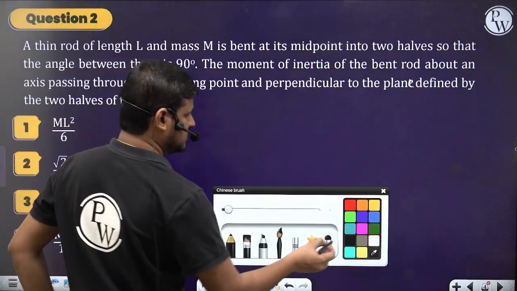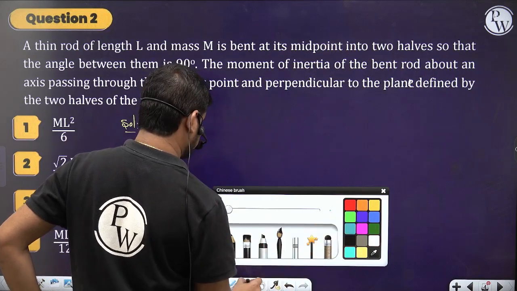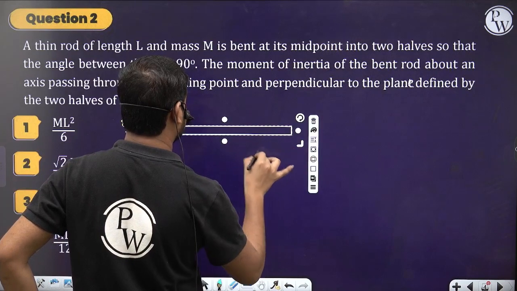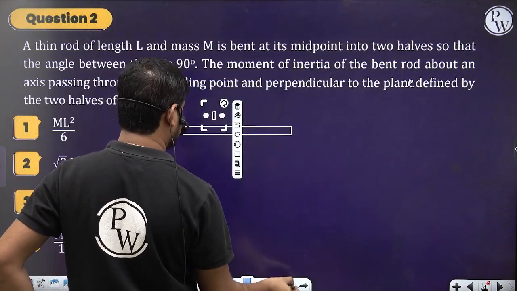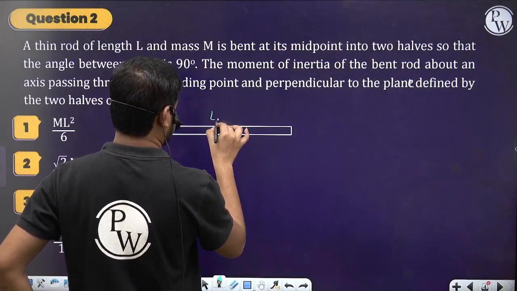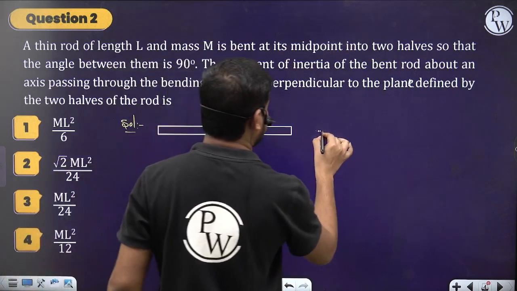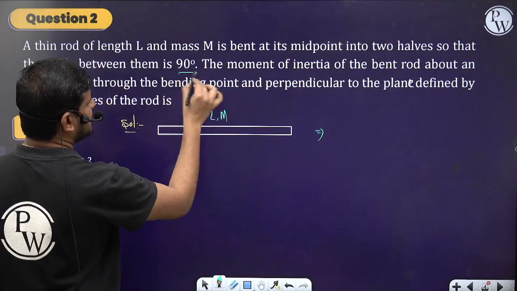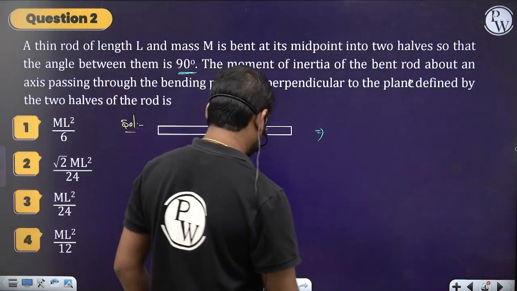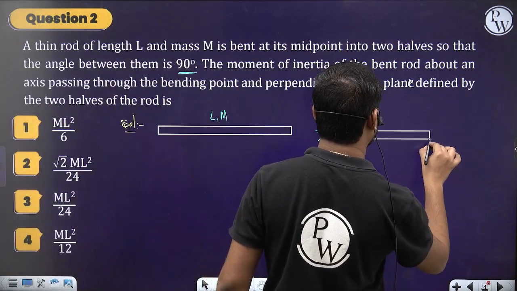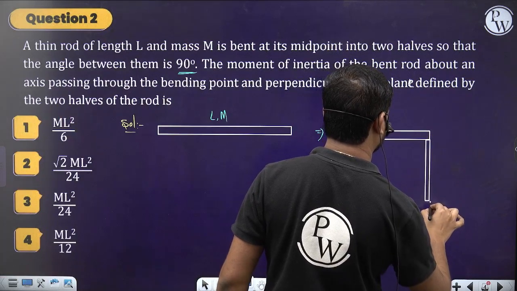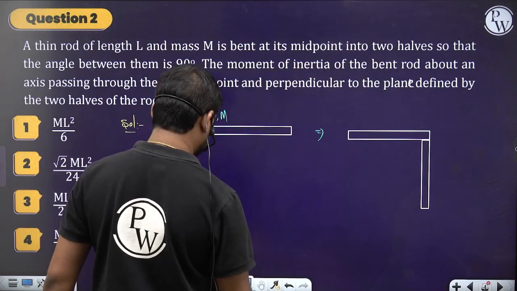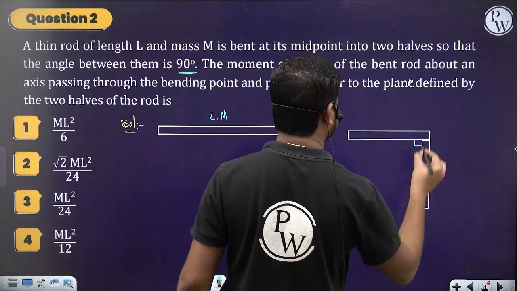See here, first try to understand the given question. There is a rod of length L and mass m. Now it is bent into 2 halves such that those 2 halves are perpendicular to each other. So I can make those 2 halves: this is one half and then this is one more half. So it is like this, 2 halves where the angle between them is 90 degrees.